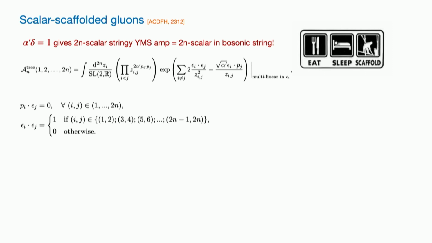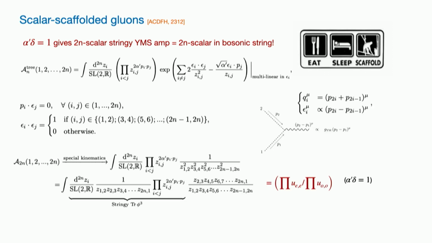So let me explain this first. The 2n point bosonic string amplitude, if you go to a very special kinematic limit where only the 1,2 pair, 3,4 pair, 5,6 pair of epsilon dot epsilon is non-vanishing, this gives you already this shift, okay? So it's just a different way of writing things, where we pull out the Parke-Taylor factor. This is the stringy trace phi cube, I told you, the bosonic string for scalars at tree level. Now, shifted by this ratio, which is exactly U even by U odd.